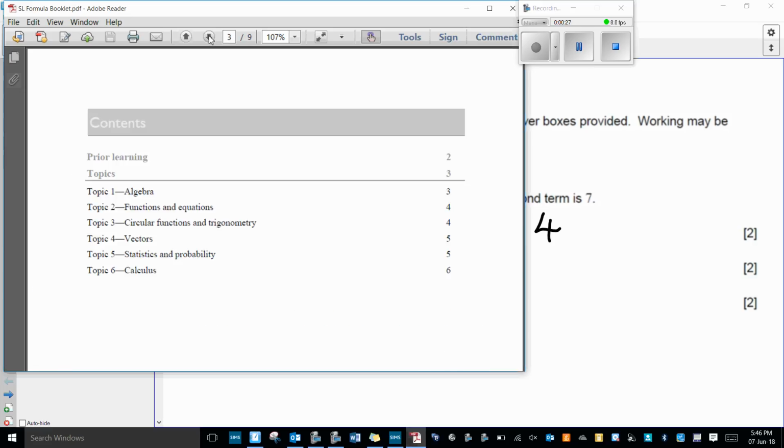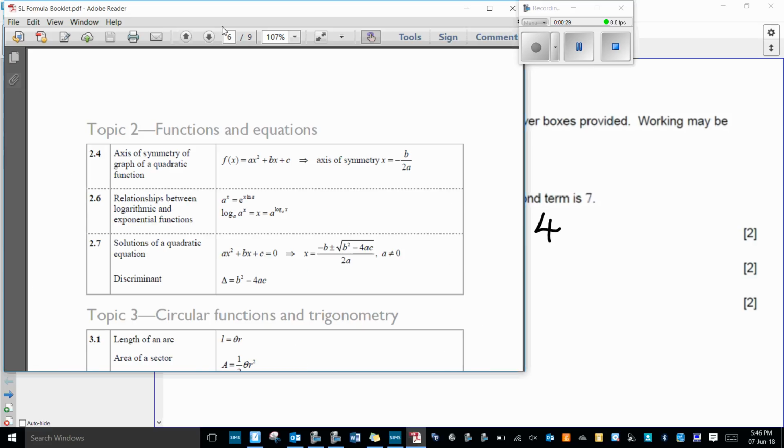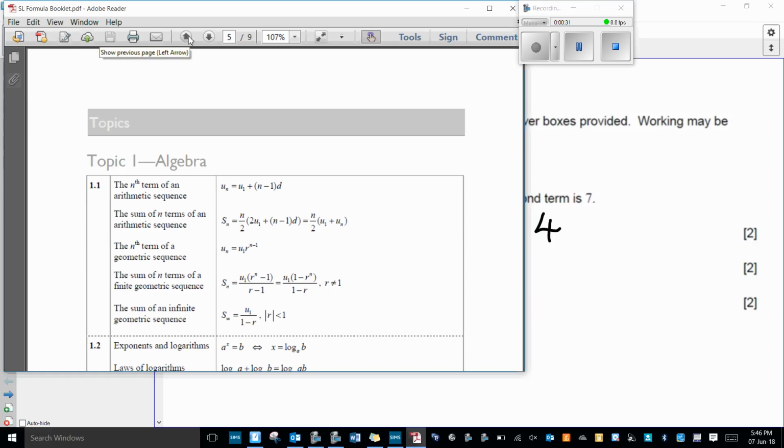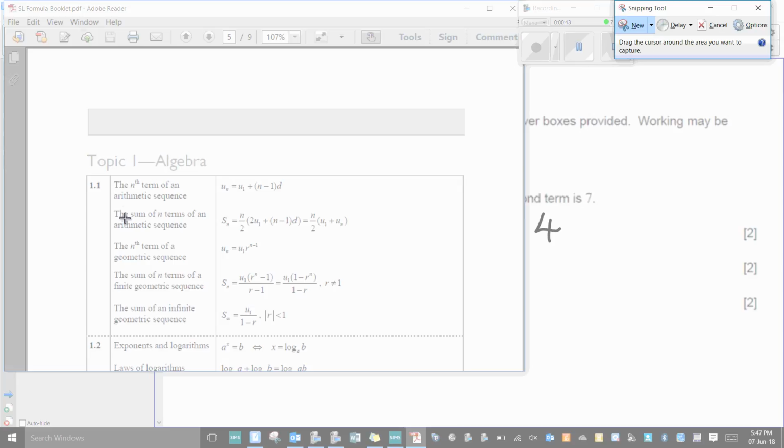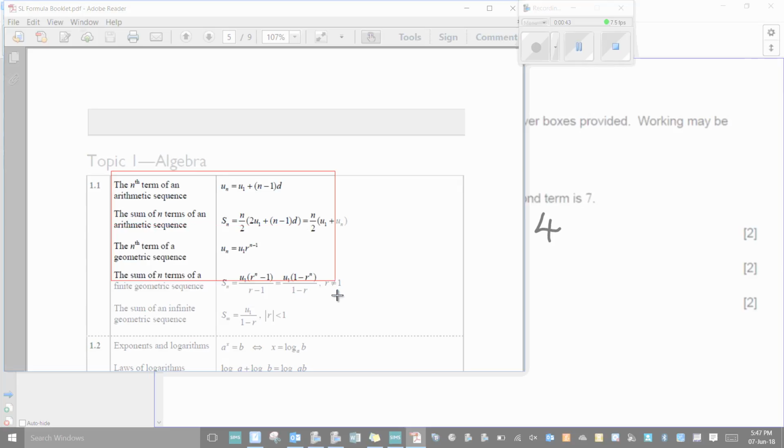Oops. Let me just snip this here. I'll just snip this whole thing just in case we need one of these.